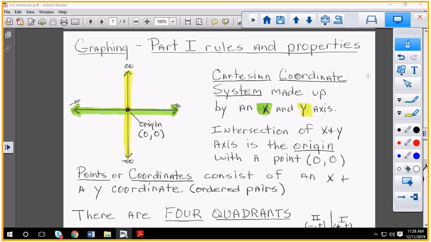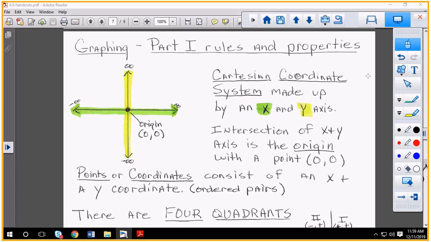But basically, we are dealing with the Cartesian coordinate system. The Cartesian coordinate system is made up of the x-axis, which is the horizontal axis, which is what you're used to with a number line, and the vertical axis, which is the y-axis. The x and y-axis intersect at the origin, which has a coordinate of 0, 0. When they intersect, the two axes form four quadrants.